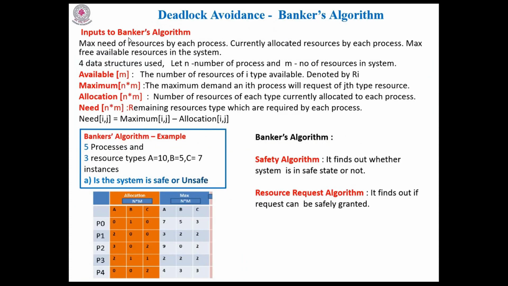Certain inputs are required for Banker's algorithm. What are the certain inputs? Let us see here. The maximum need of resources by each process, so how many maximum resources are required by each process, and how many resources are allocated for each process, and the maximum free available resources in the system.